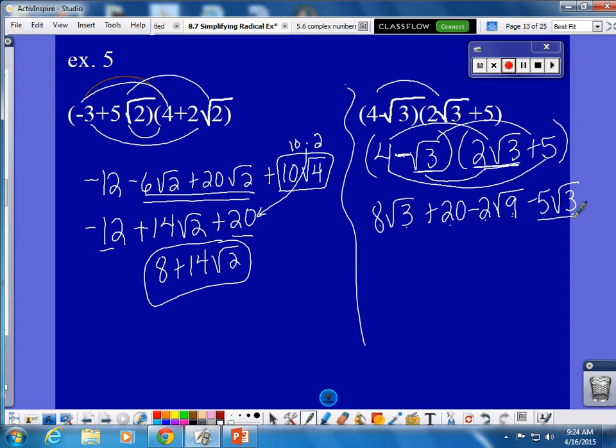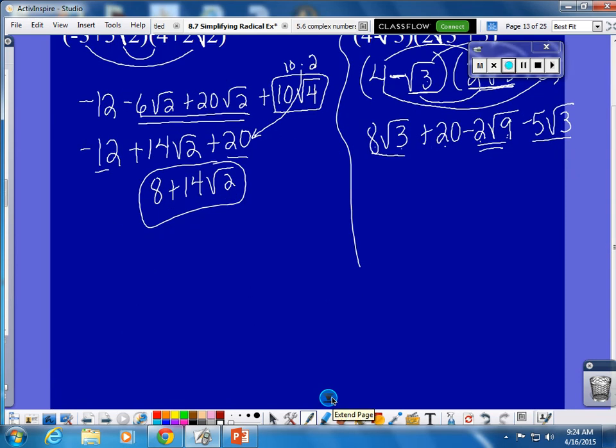Now, these are like terms. This can be simplified because what's the square root of 9? 3. So we gotta do all that. Alright, so 8 of them, like radical expressions, 8 of them minus 5 of them gives me 3 of them. Notice when you add and subtract, you don't change the number under the radical symbol, but when you multiply, you do. That's important to know. When you add and subtract, you're just combining like terms. But when you multiply, as long as the index numbers, which are like square root, cube root, whatever, are the same, you do multiply the radicand.